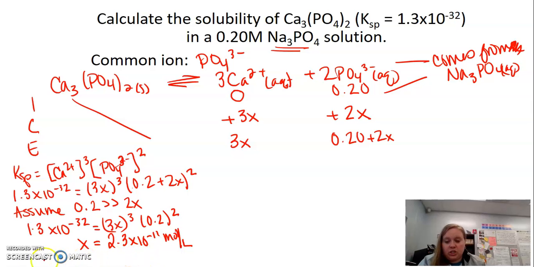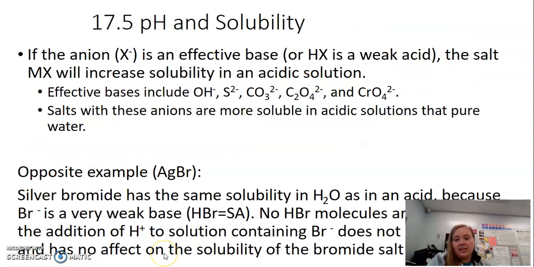Now if we do the 5% check just to make sure, you don't really have to do the 5% check because this value for K is so small, the assumption is going to work. If you want to do the 5% check right now, you can, but for these types of problems it's really not necessary. And so remember from the last video, the value of x, that is the answer to the question, that is the molar solubility. And so this right here is the molar solubility of the calcium phosphate.